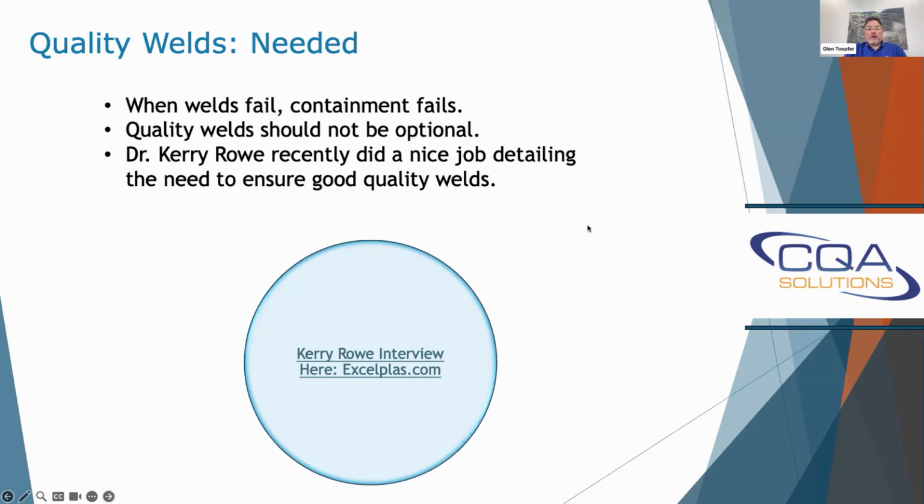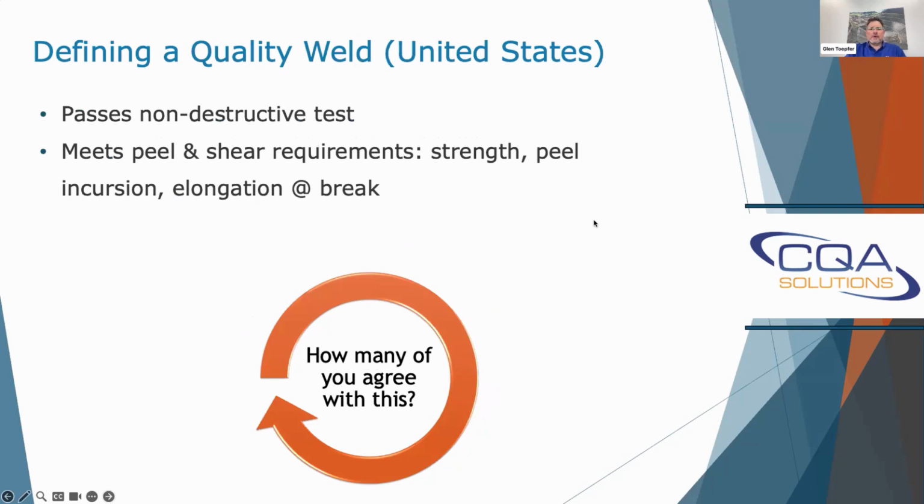But that led me to ask the question, how do we define a quality weld? Here in the United States, a quality weld really seems to be defined by passing a non-destructive test in the field and then meeting shear and peel requirements: your strength, peel incursion requirements, elongation at break and such. So how many of you agree with this? I can't physically see your hands here, but I know it's a mix. Some people agree and some people don't. But I believe it needs to go beyond peel and shear, but that's not really the focus at this point of my webinar.